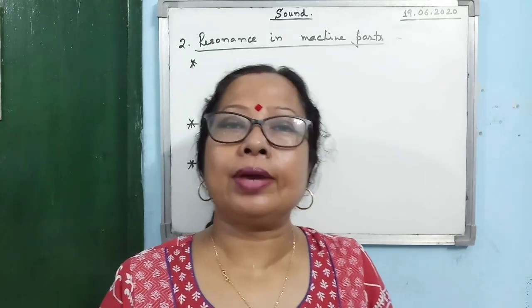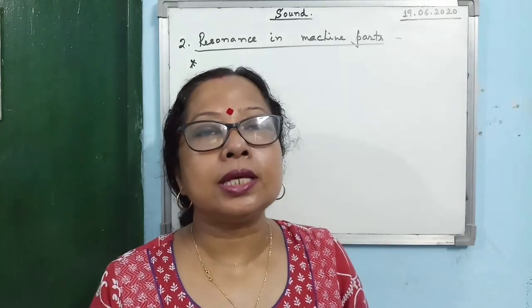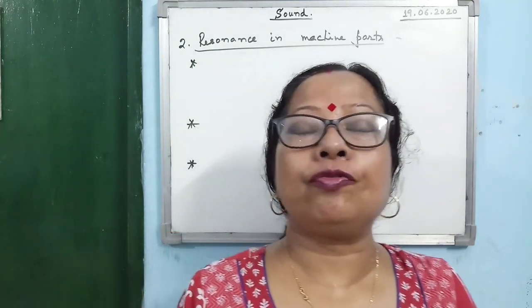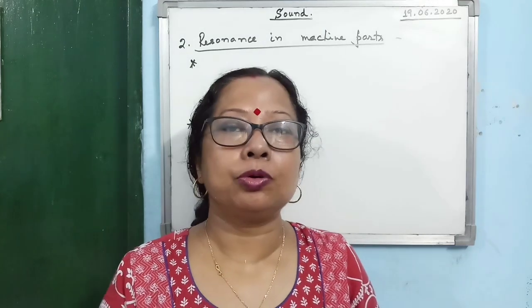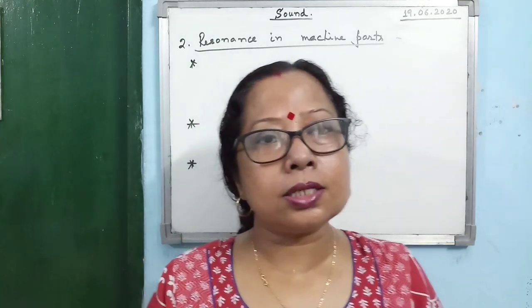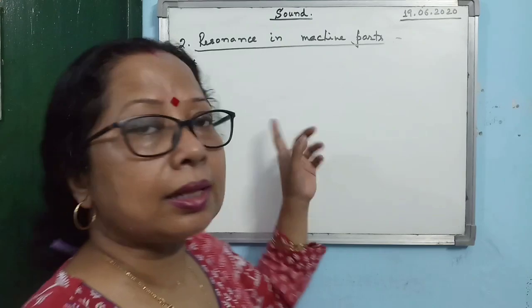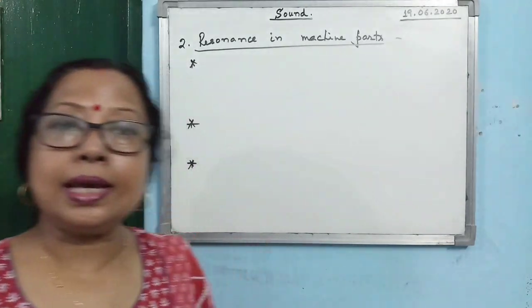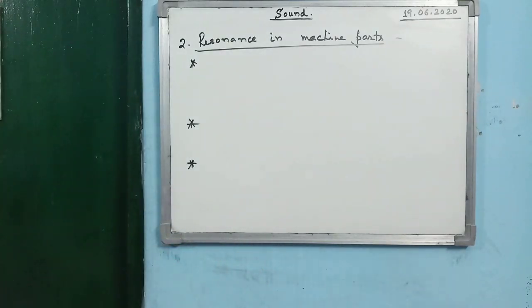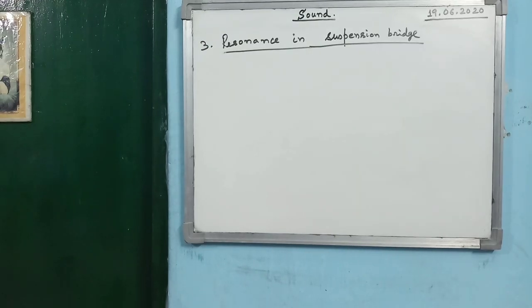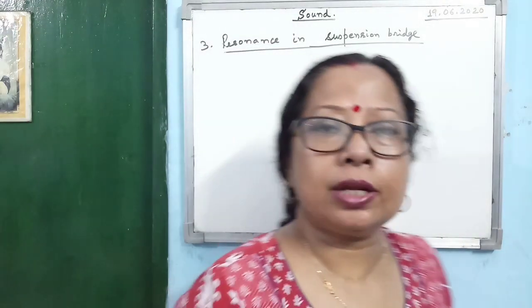When the speed of the vehicle changes, then the frequency of the piston no longer becomes equal to the natural frequency of vibration of the movable parts. So resonance does not take place and the rattling sound stops. Clear, girls? As I am saying, this is another important example for the board exam. So whatever I have said verbally, please note it down properly in your copy. The next important example is resonance in a suspension bridge.